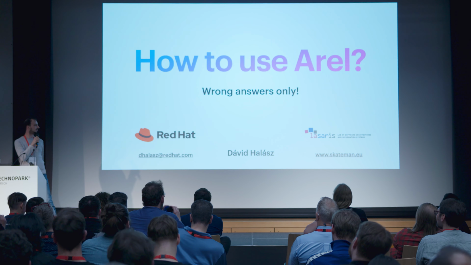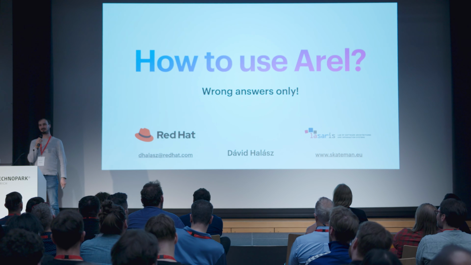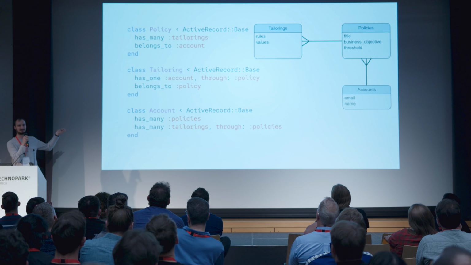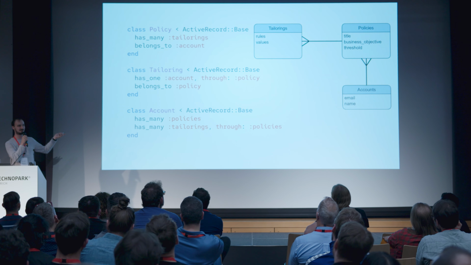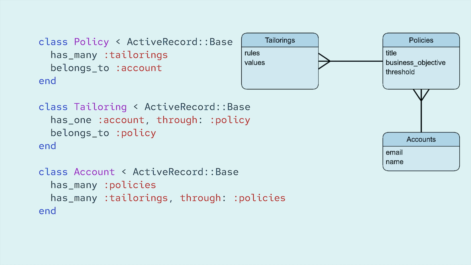I'm also a PhD student living in the Czech Republic, and I would like to talk about how to use Arel the wrong way. So imagine a database model like this. I added the account just because there was an authentication talk. It's not really important. The important part is that you have some policies, you have some tailorings. One policy can have multiple tailorings. I think it's pretty straightforward, one-to-many relationship.